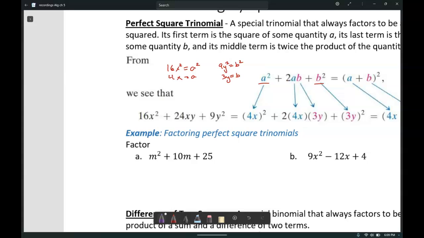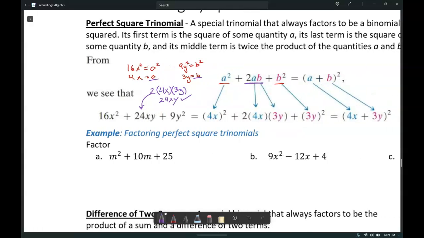Then what we have to do is perform a check, where the middle term has to be 2 times a times b. And so if we take 4x, which is our value for a, and we take 3y, which is our value for b, if we multiply these and then multiply it by 2, we have to see, do we get this middle value? If we multiply 2 times 4 to get 8 times 3, we get 24xy. So that is the middle value, which means that it does count as a perfect square trinomial.